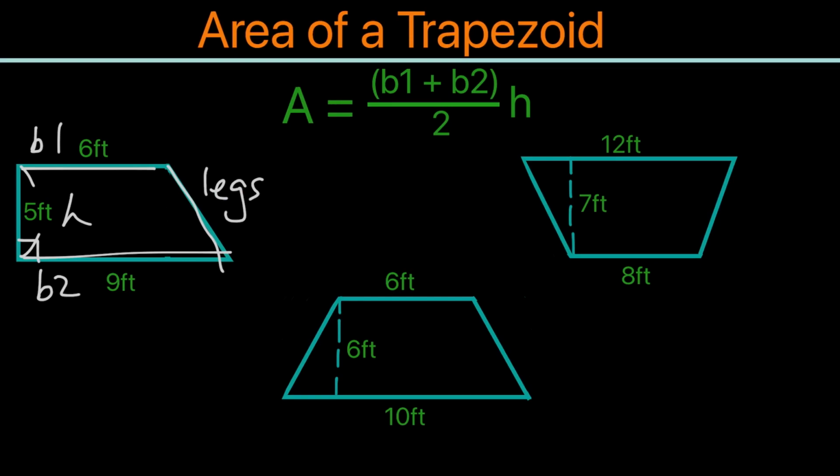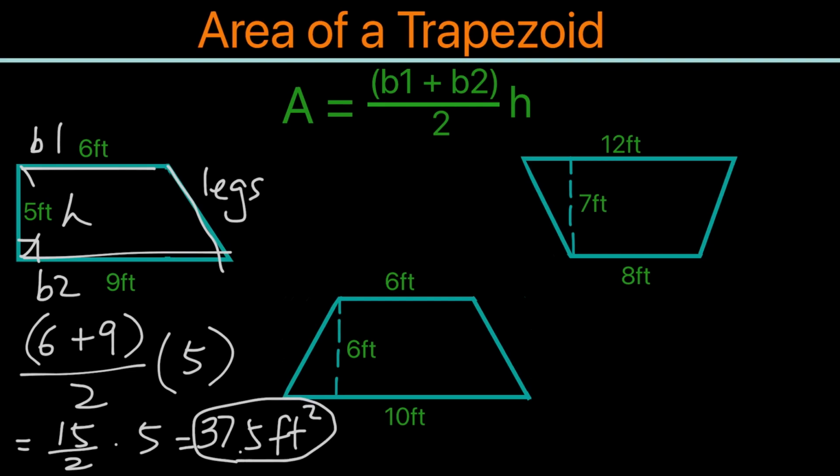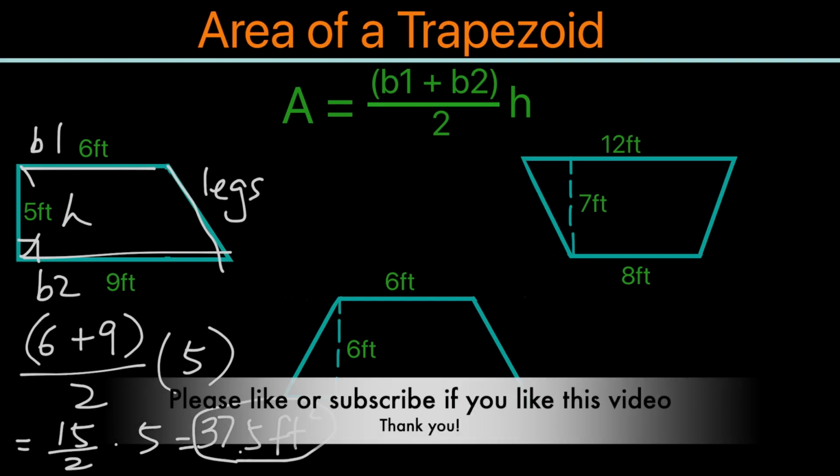So now that we have base 1, base 2, and height, we can go ahead and solve this trapezoid. Base 1 is 6, base 2 is 9. We're going to divide that by 2, and then times the height of 5. So 6 plus 9 is 15, divided by 2, times 5, and that would become 37.5 feet squared. So that is the area of the first trapezoid.